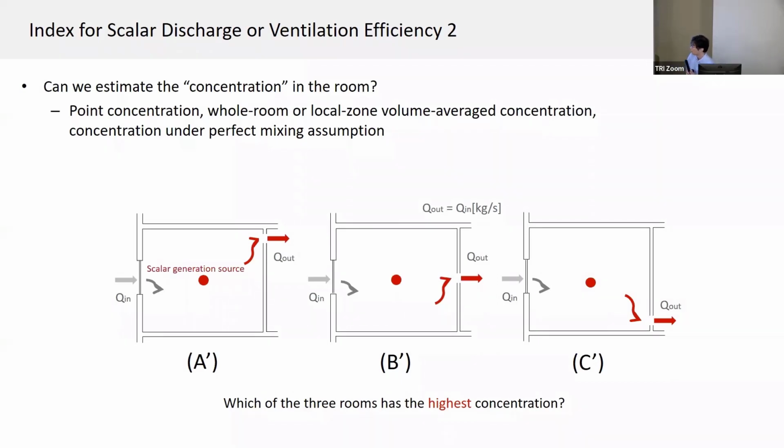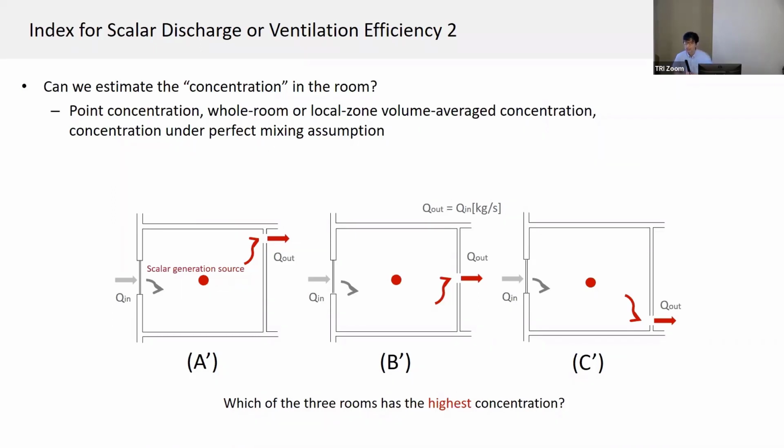This is almost the same question. There are three rooms with the same air volumes, the same room geometries, the same ventilation rate, and the same location of inlets. This is a window. And with the same scalar emission locations, the only difference between these three conditions is the location of the exhaust outlet here. You can see three exhaust outlets. I have the same question, which of the three rooms has the highest concentration?